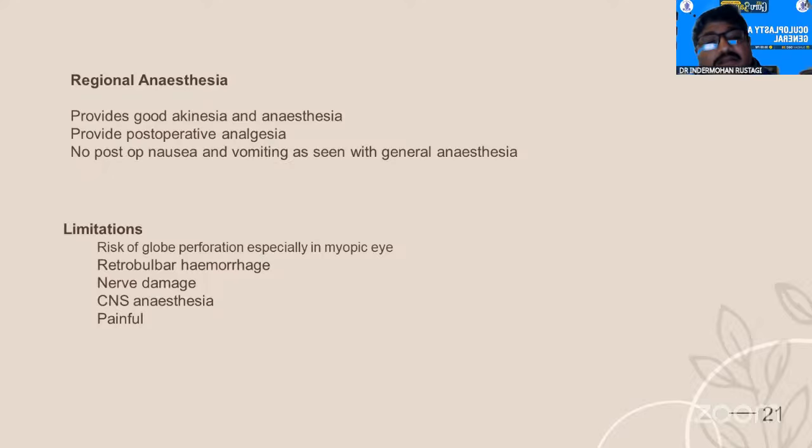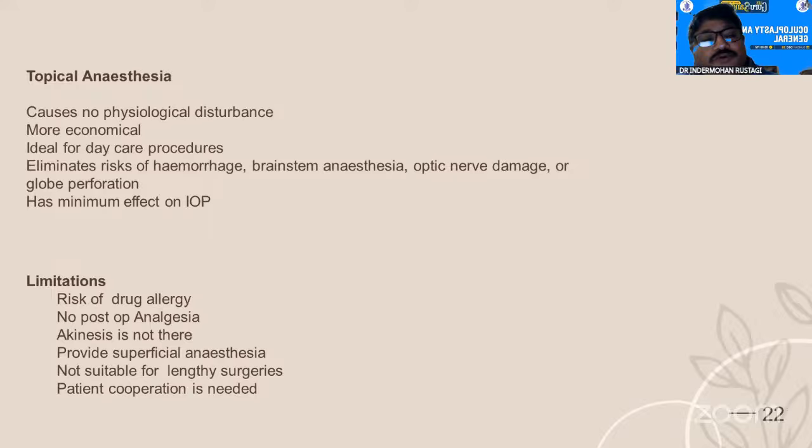For regional anesthesia, we have said the principle is that it has to give good akinesia, anesthesia, and analgesia. Topical anesthesia usually causes no physiological disturbance. It is the most economical one, ideal for daycare procedures. And all those side effects of hemorrhage, optic nerve damage, and globe perforation are avoided. But there are a few limitations. The risk of drug allergy is always there with any drug. Analgesia is almost minimal in such cases, akinesia is not there, and superficial anesthesia is not applicable for lengthy surgeries. And of course, the most important thing is that the patient's cooperation is required.